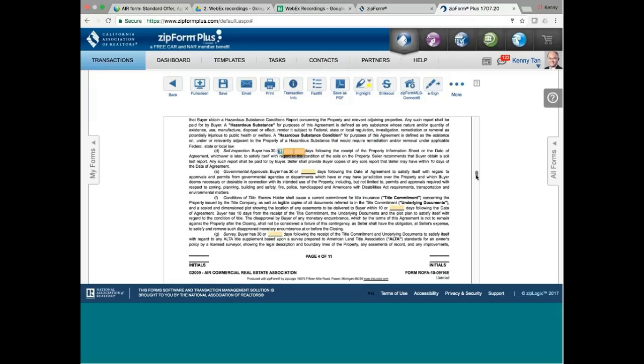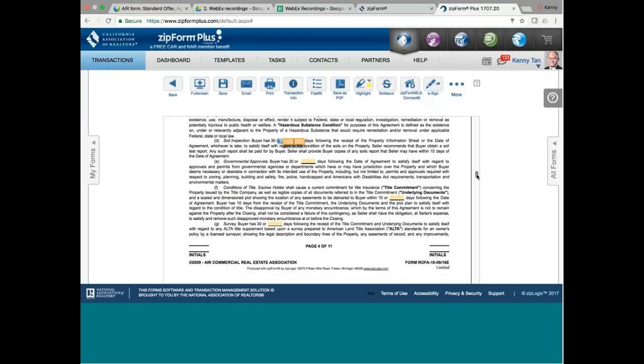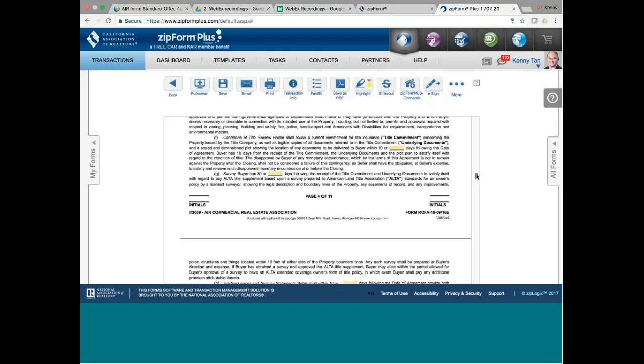Conditions of title, this one is kind of important though. This one, I can leave it on 30 days. This one means that when the buyer receives the title report from the title company, the buyer has a certain amount of time to decide if the buyer accepts or rejects the title report. Survey has to do with if the buyer wants to do a survey of the property, they have 30 days to do the survey.